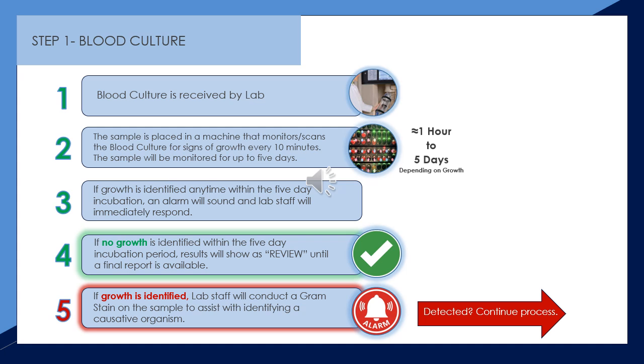If growth is identified anytime within the 5-day incubation period, an alarm will sound and lab staff will immediately respond. If no growth is identified within the 5-day incubation period, results will show as review until a final report is available. If growth is identified, lab staff will conduct a gram stain on the sample to assist with identifying a causative organism. If growth is identified, this will continue the blood culture process.